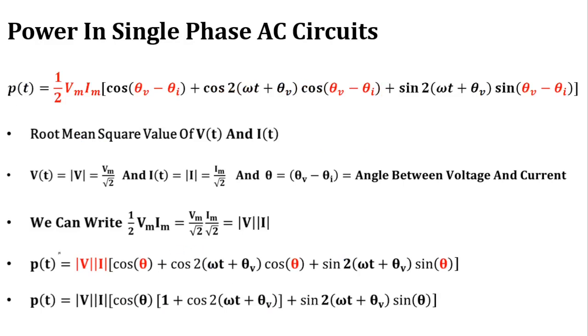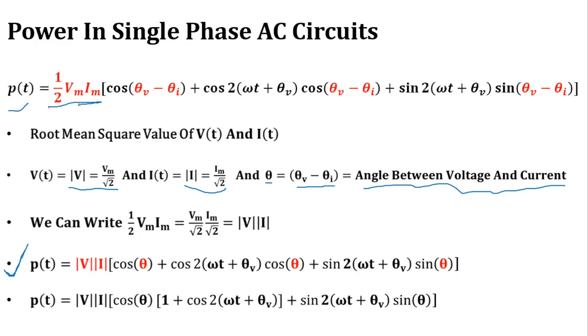So this equation will look like this. We will use the notation |V| = Vm/√2, |I| = Im/√2, and we will replace the angle θV − θI with θ. Please note that this θ is the angle between voltage and current. So we will change this equation in this way.